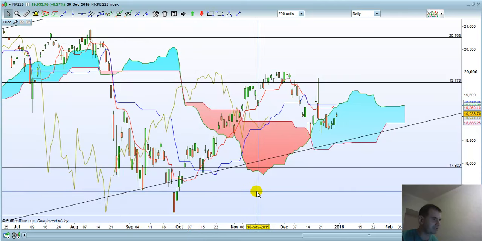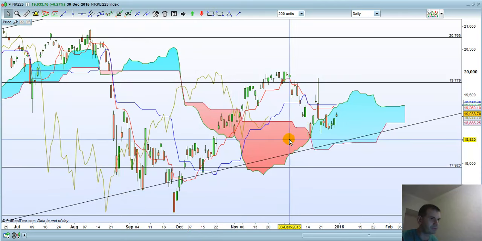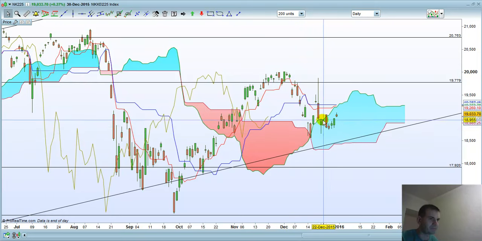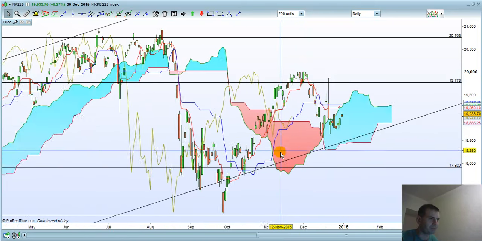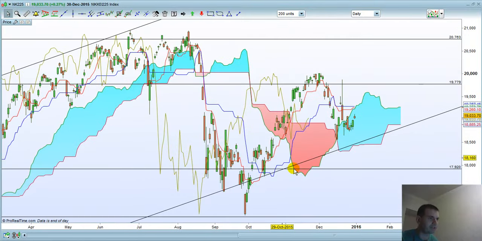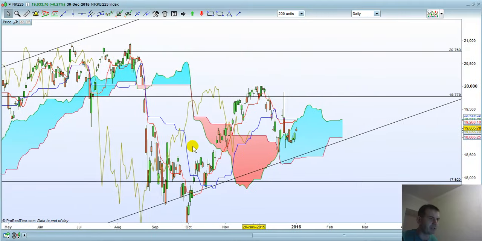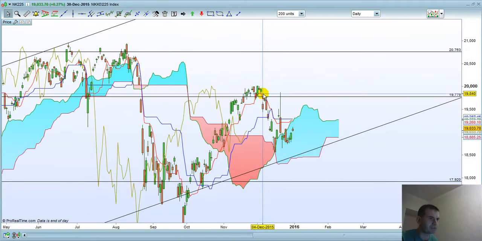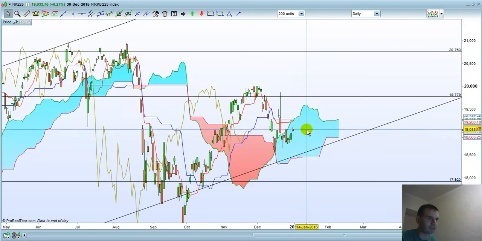Next index is Nikkei 225, Japanese index. What can we see here? So the overall trend is rising, is bullish, as we can see from the bullish direction of this channel. But price reversed over this level and plunged under it, and now it moves within the cloud.